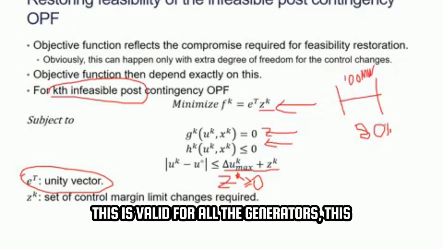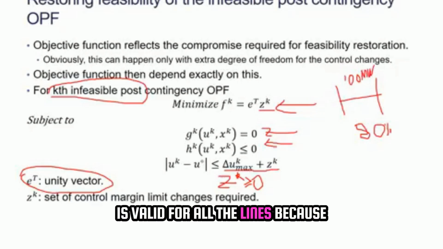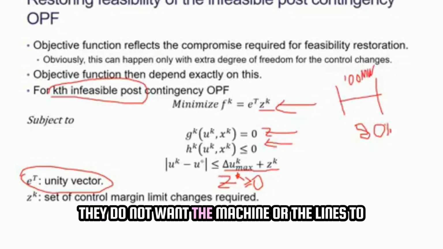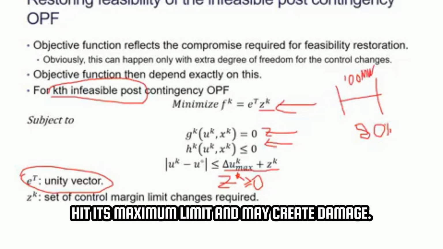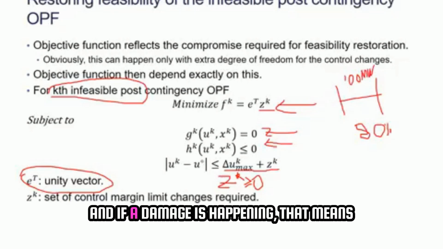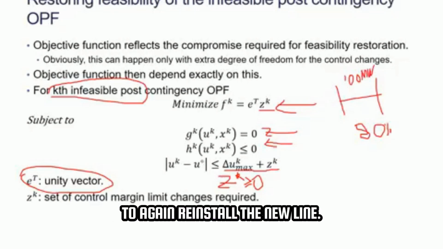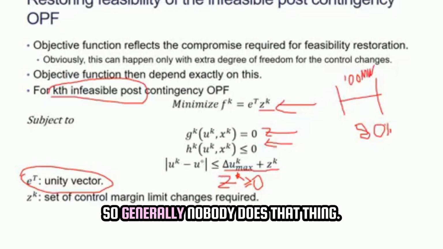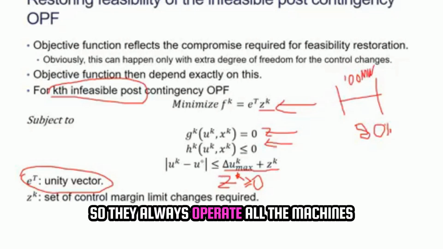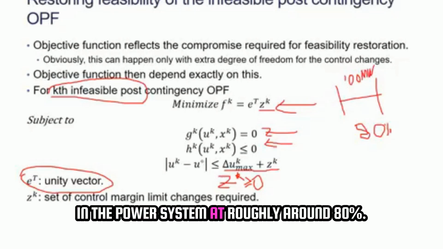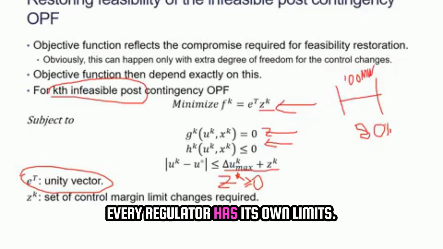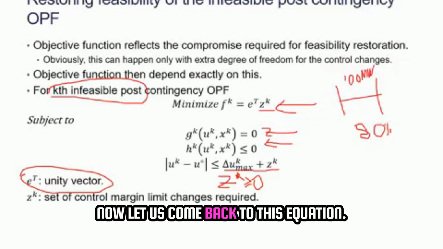This is valid for all the generators and all the lines, because they do not want the machine or the lines to hit their maximum limit and create damage, and if damage happens, that is irreparable, because you need to reinstall a new line and it takes a lot of time. So nobody does that; they always operate all the machines in the power system at roughly around 80%. Every regulator has its own limits, but in India we operate at 80%. Right, now let us come back to this equation.